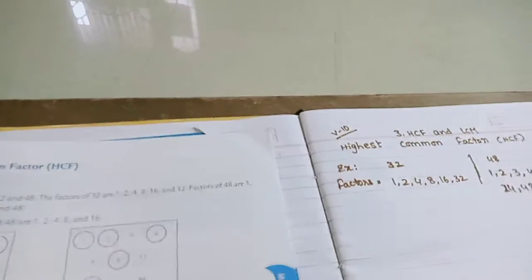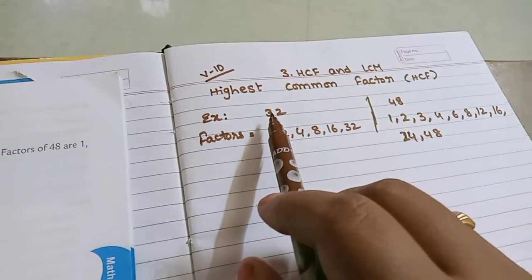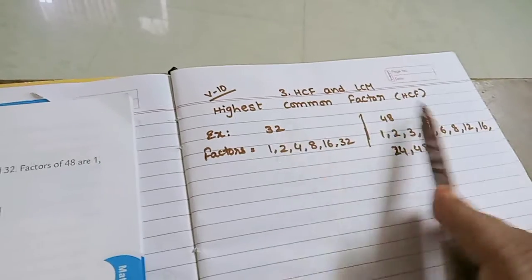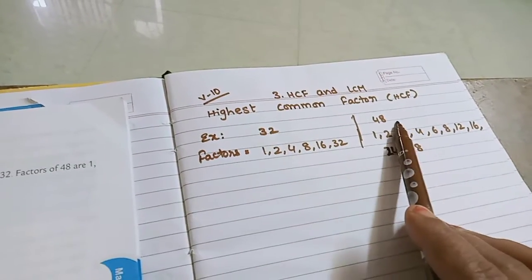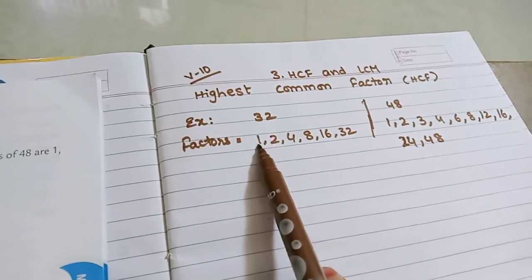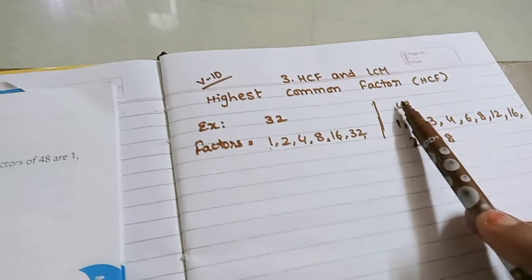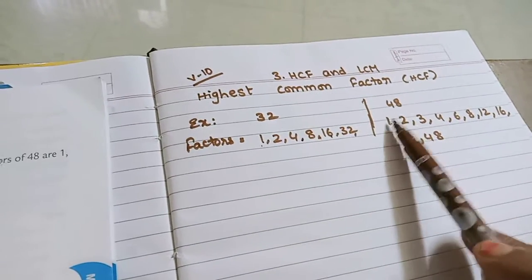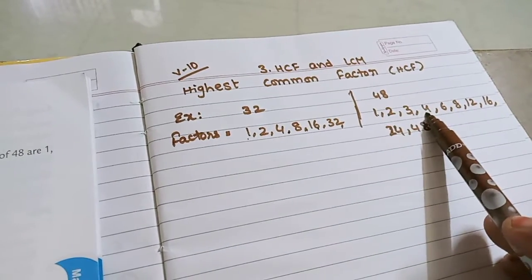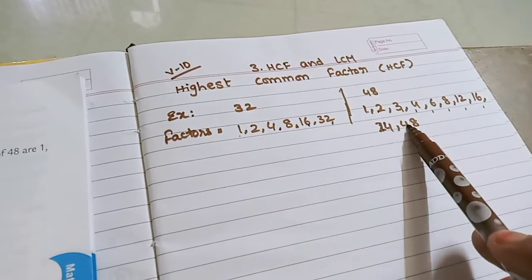Here common factors means, I will give you one example. Take the two numbers 32 and 48. What are the factors of 32? 1, 2, 4, 8, 16, 32. What are the factors of 48? 1, 2, 3, 4, 6, 8, 12, 16, 24 and 48.